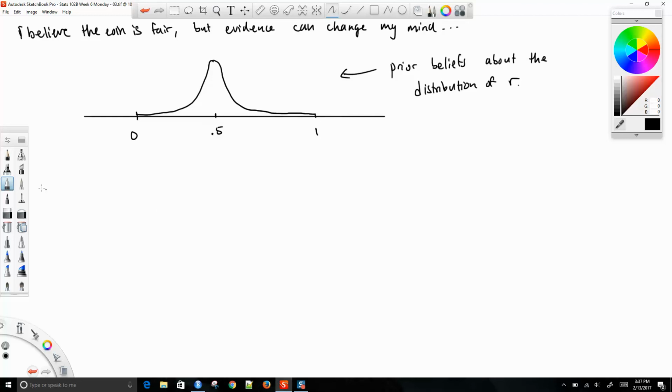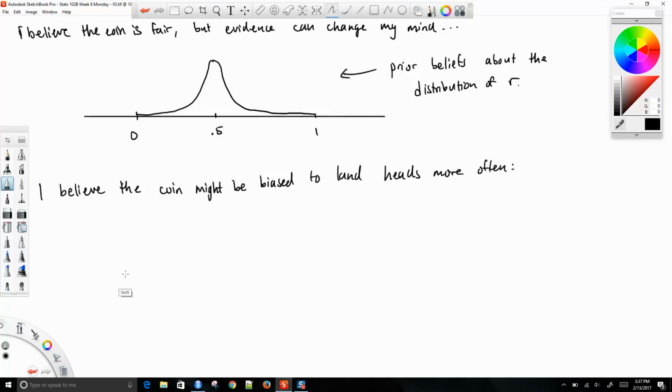On the other hand, if we say something like, I believe the coin might be biased to land heads more often, we could have something that looks like this. This is a possibility.